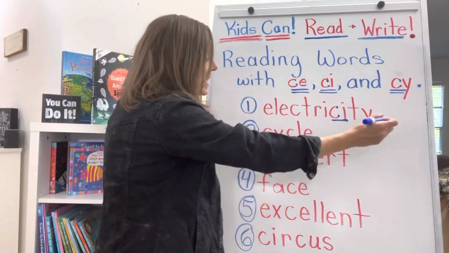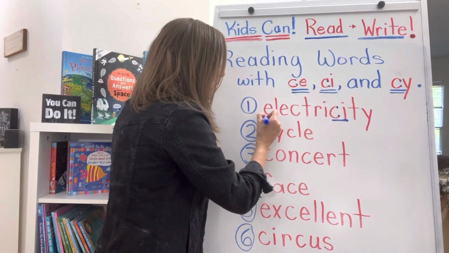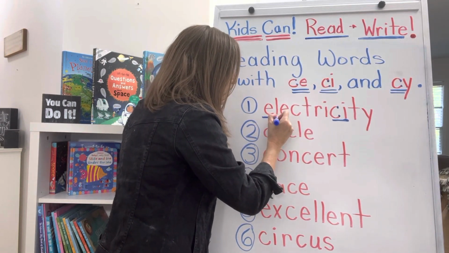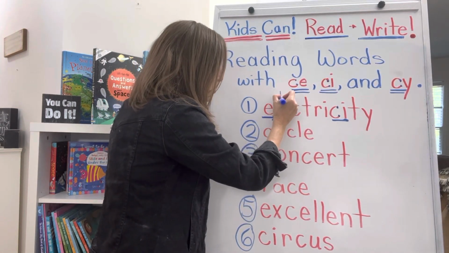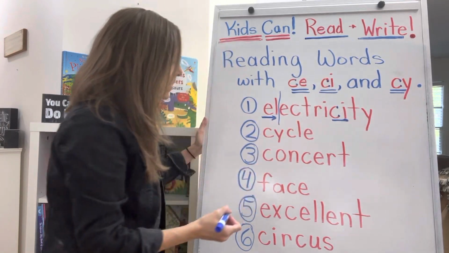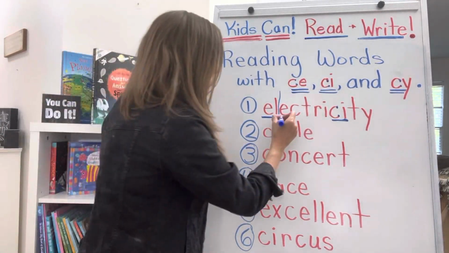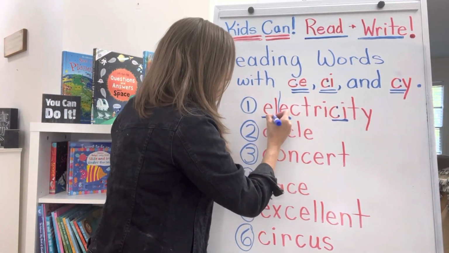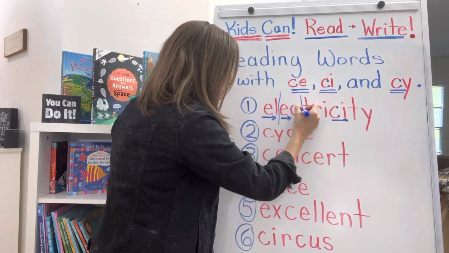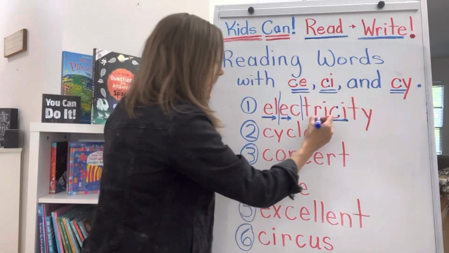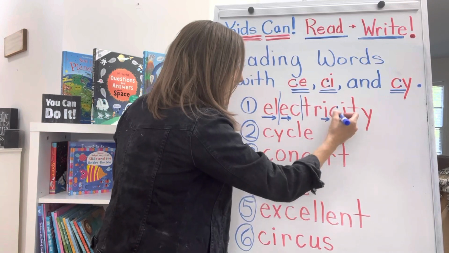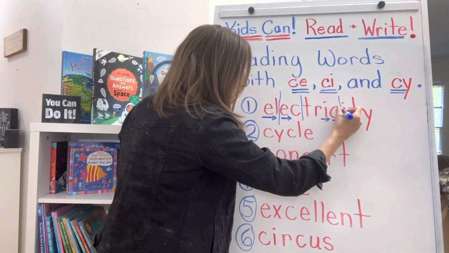So if we're reading this big word, remember, we're going to find our first vowel, drag it into that next sound, and break it. And then find the next vowel, drag it into that next sound, and break it. Find that next vowel, drag it into that next sound, and break it.